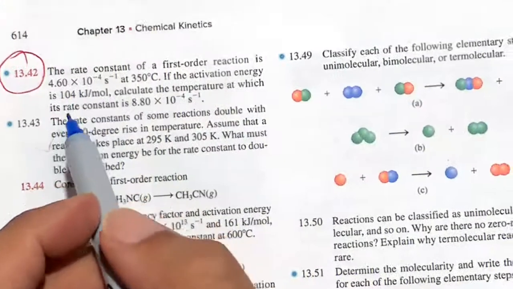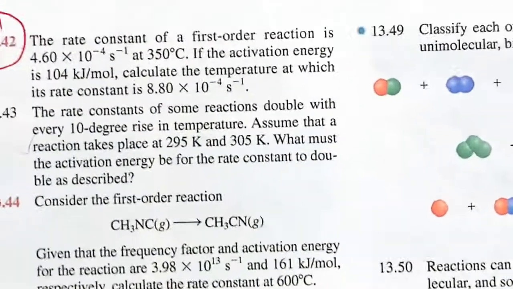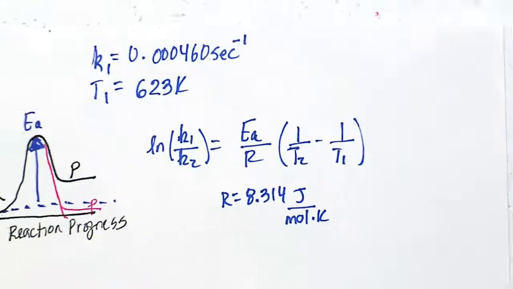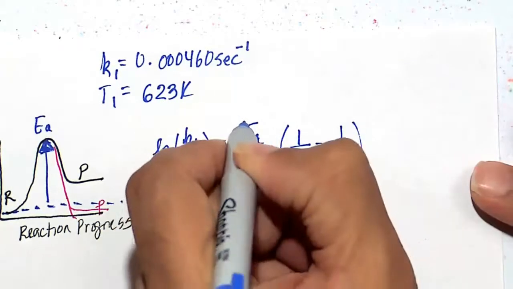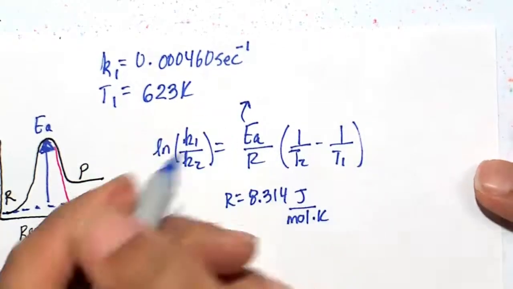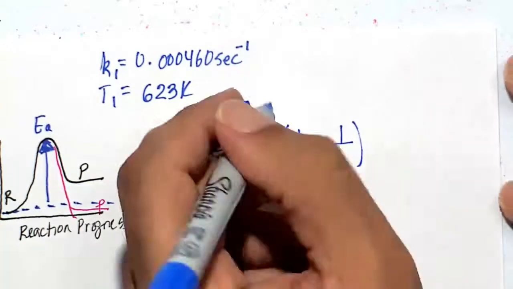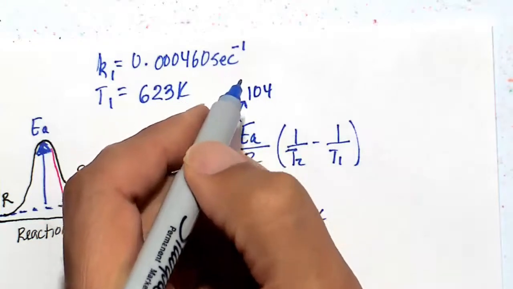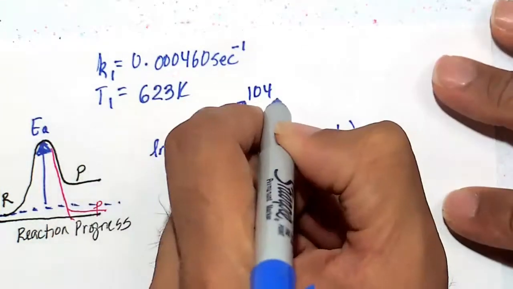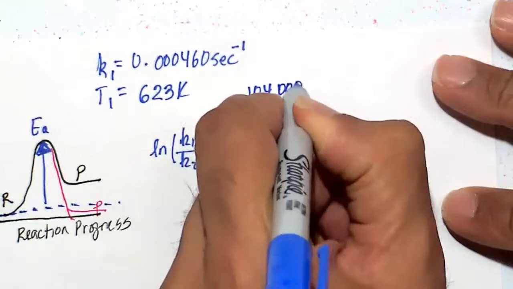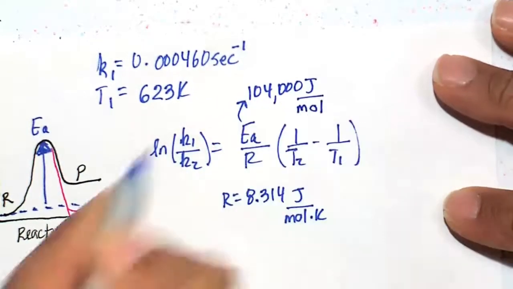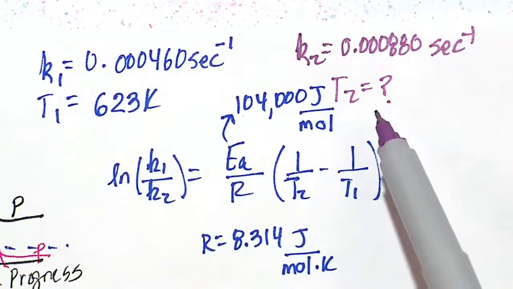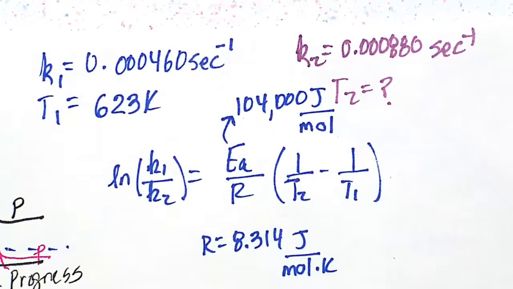The activation energy is 104 kilojoules per mole. That's EA. I'm going to multiply it by 1,000. You see my R is in joules per mole, so I'm going to make my EA in joules per mole. That's just a matter of converting kilojoules to joules, multiplying by 1,000. So 104,000 joules per mole will be my activation energy. We have a new K2 here. What they want is the new T2. So let's plug everything in.